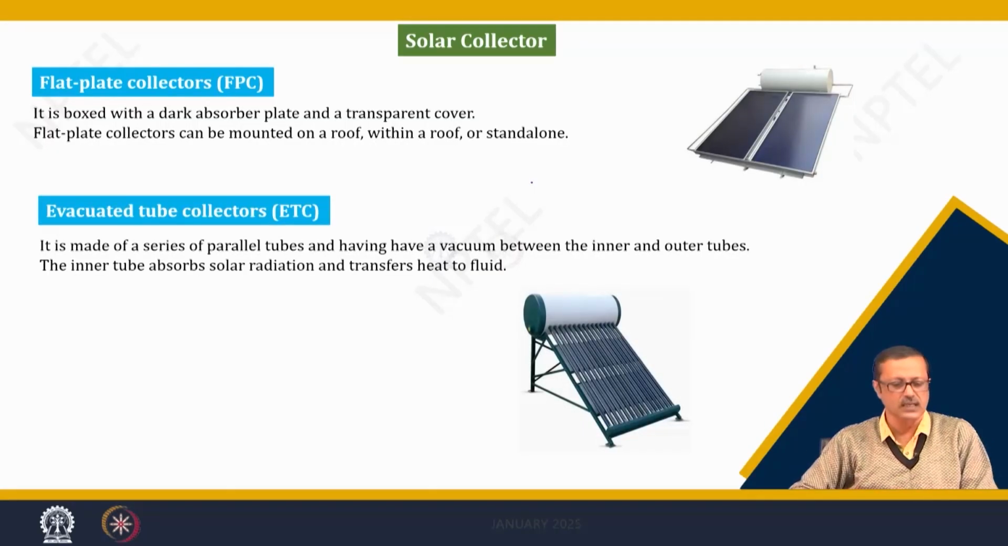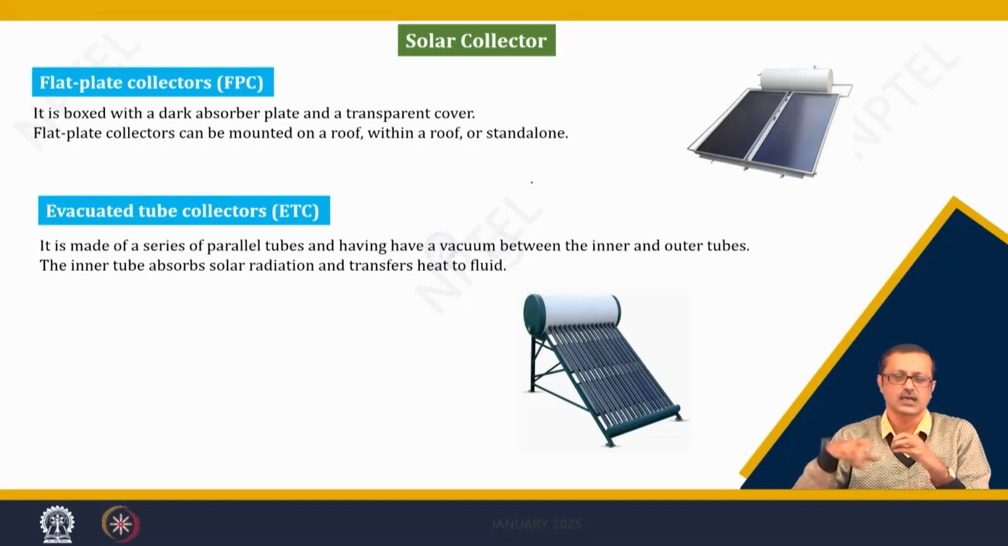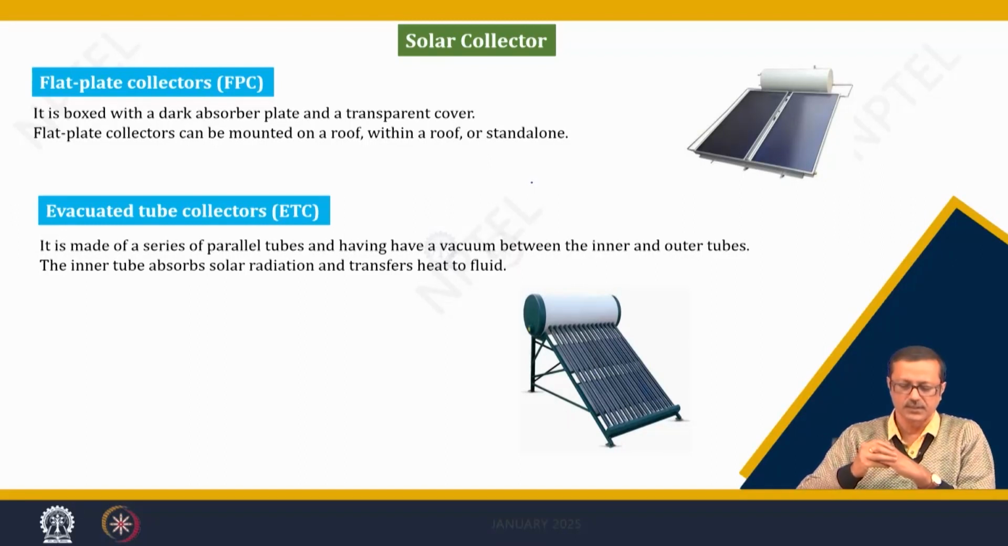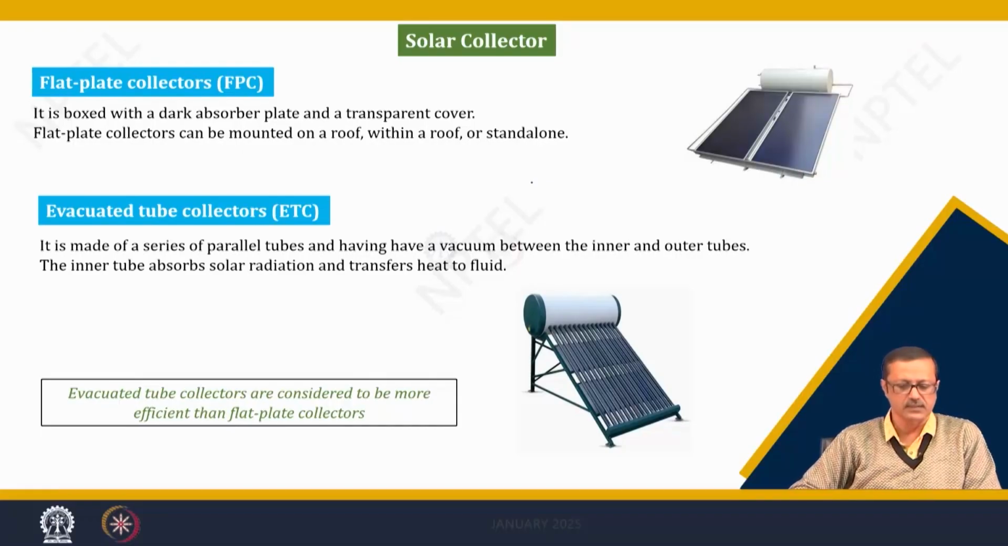The second one is called the evacuated tube collector. It does not have a flat sheet; it has a series of tubes, and these tubes have an inner and an outer shell. The technology is such that it transfers the radiation energy of the photons to heat energy directly in the water or any fluid inside it. So, it is called ETC. Now, evacuated tube collectors are considered to be more efficient than flat plate collectors.